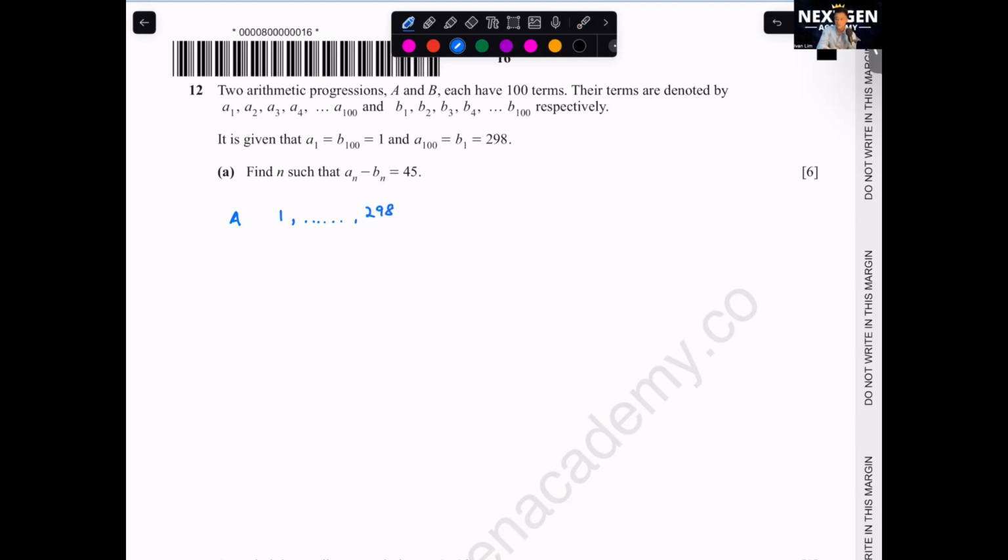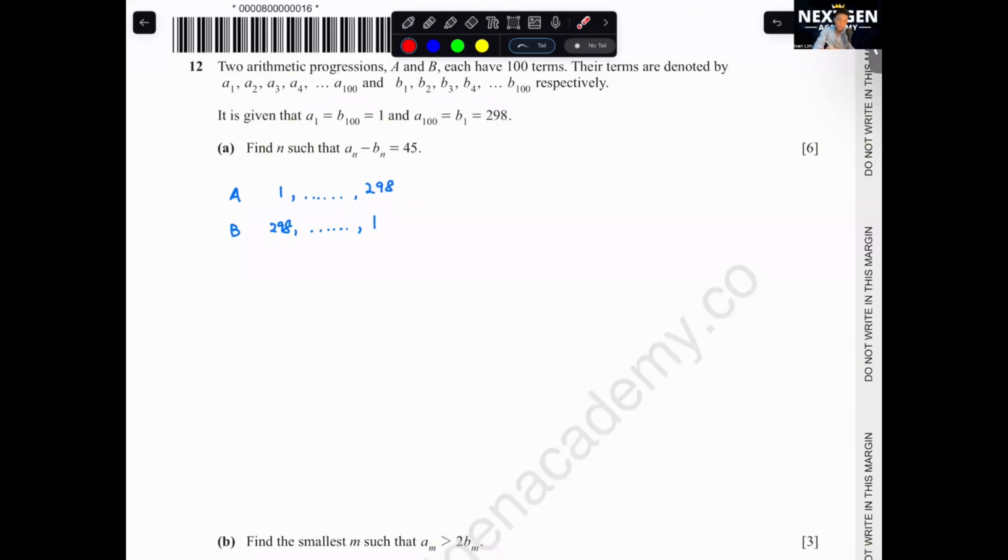Which is your 100th term. Same thing for B. For B, your first value is 298. Your last value is 1. Read the sentence like that, because you want to put your progression of A together, your progression of B together. So, what else do we know?